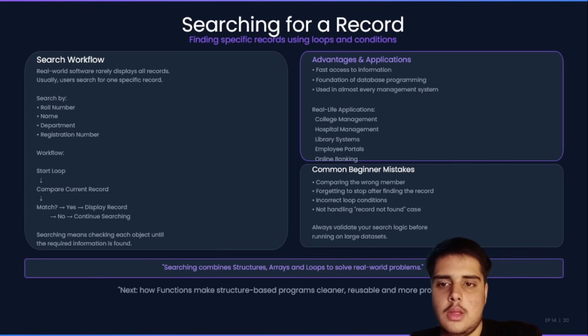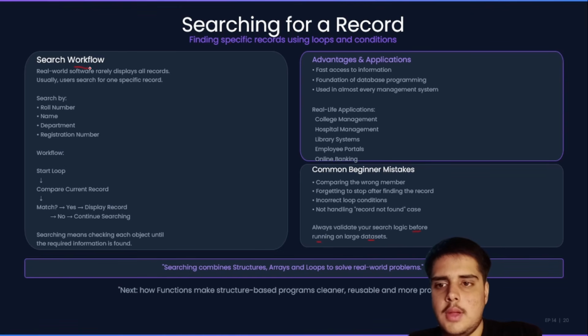So common beginner mistakes here are comparing the wrong member, forgetting to stop after finding the record, incorrect loop conditions, and not handling the record-not-found case. So always validate your search logic before running it on large datasets.